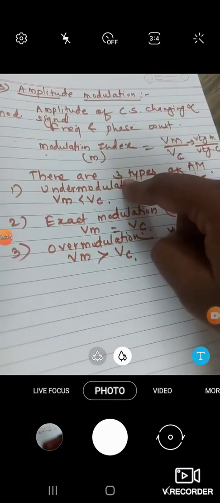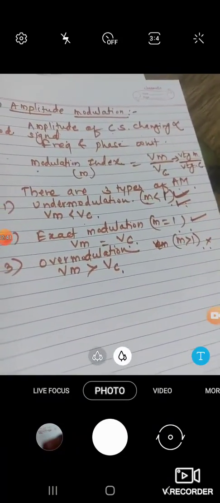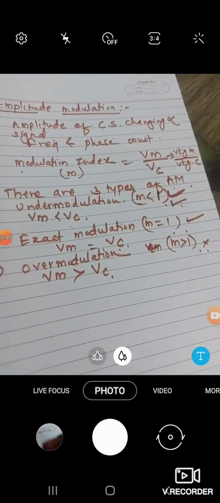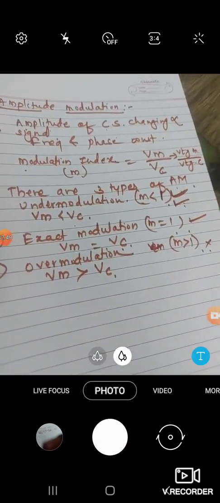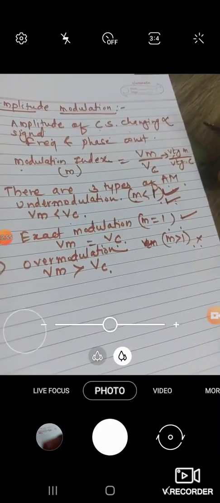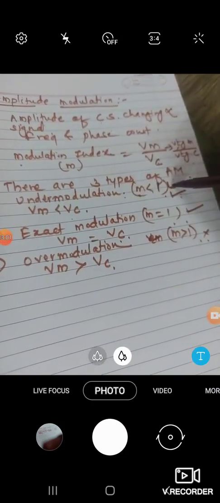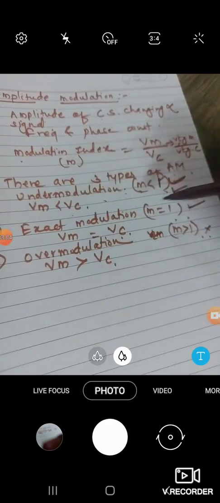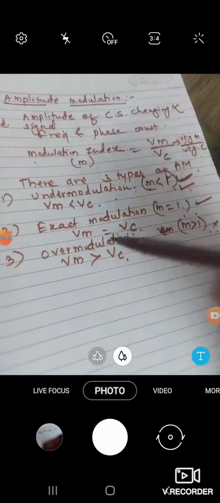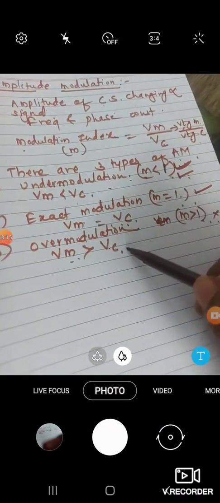So again in amplitude modulation, based on the value of modulation index, there are three conditions of AM signal. Under modulation, in which m is less than 1, means by default Vm is less than Vc. Vm is the voltage of the modulating signal and Vc is the voltage of the carrier signal. Exact modulation, m is equal to 1, means Vm is equal to Vc. And in case of over modulation, m is greater than 1, means Vm is greater than Vc.